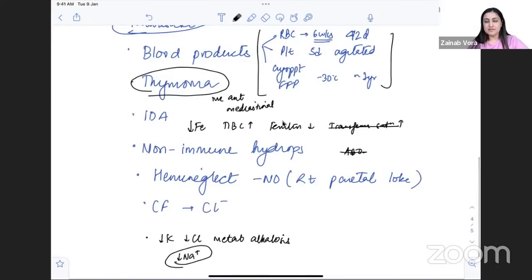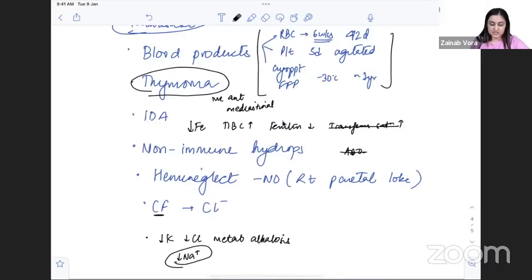Hemi-neglect was asked. Again, this image is a favorite of INICET. They give you this half-shaved face on the left side, or they give you a half-drawn clock face. So that is by the non-dominant parietal lobe, which regulates hemi-neglect. So it's basically a sign of a non-dominant MCA territory stroke. So that's the right parietal lobe.